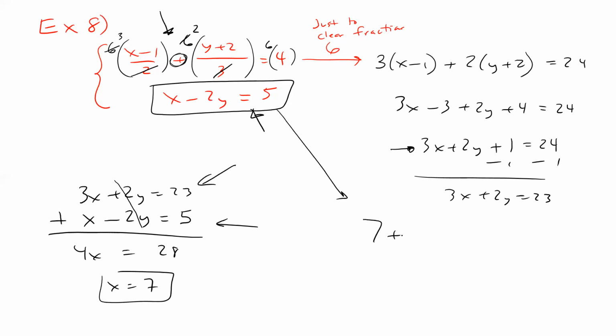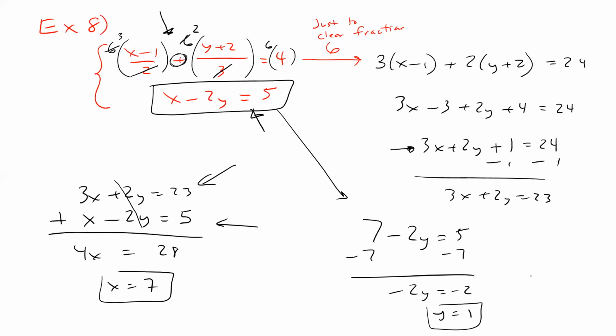So x is 7, that puts in already. I keep putting my plus signs for minus signs today. How about subtract 7, and negative 2y is equal to negative 2, voila, y is equal to 1. 7, 1. 7, 1 is perfect. Okay, so that means these two lines, however we do it, they cross at 7, 1.